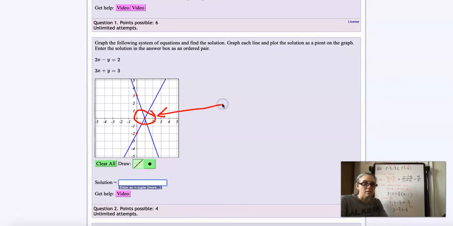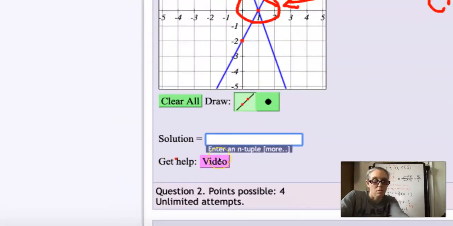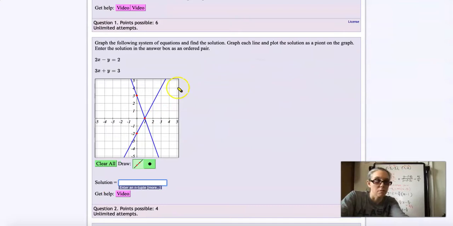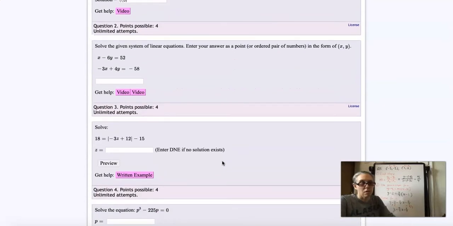And the point is the solution of the system. And that point is 1, 0. So I'm going to type in the point 1, 0 right here. Okay, I was not meaning to do that. Let's get rid of this pencil real quick. And we have 1, 0. Now, I have to use parentheses to have correct notation. There you go.